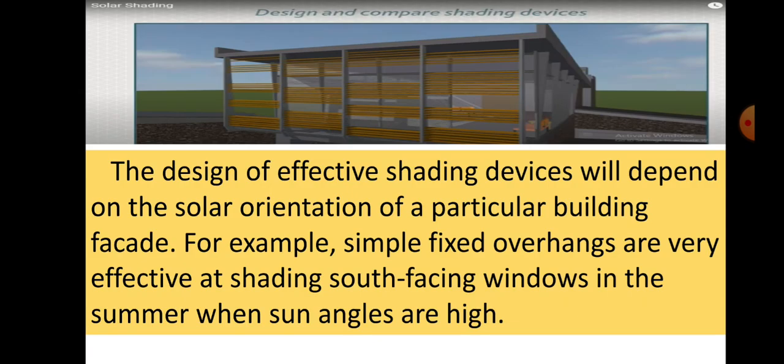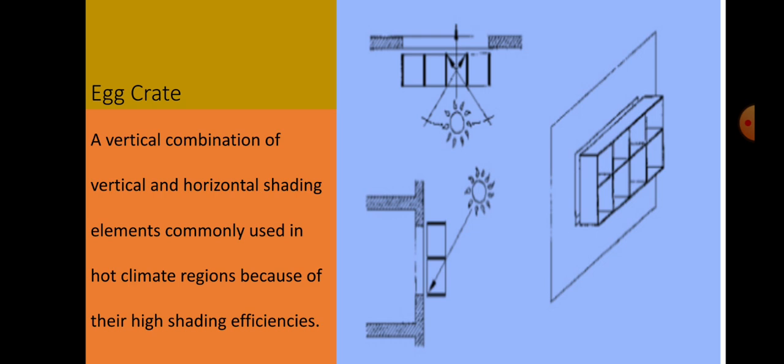The design of effective shading devices will depend on the solar orientation of a particular building facade. For example, simple fixed overhangs are very effective at shading south-facing windows in the summer when the sun angles are high. Egg crate, a combination of vertical and horizontal shading elements, is commonly used in hot climate regions because of its high shading efficiency.